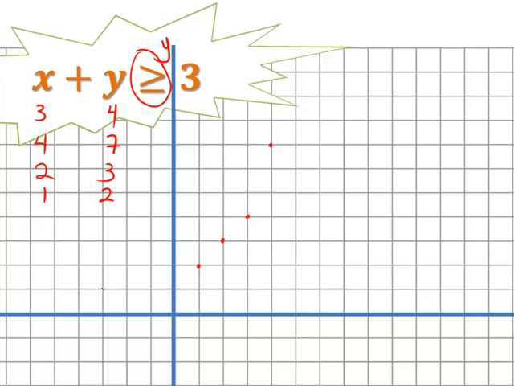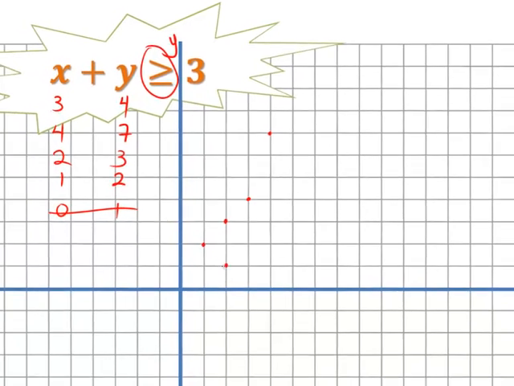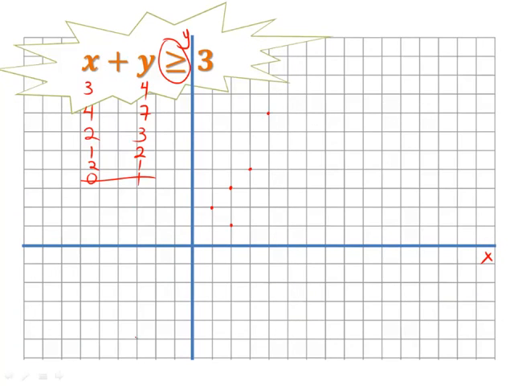What if I had 0, 1? 0 plus 1 is no longer greater than or equal to 3. So this point cannot exist. Okay, well, let's keep moving around. What about this point? 2, 1. Can we go 2 plus 1? Hey, yeah, that's 3. Maybe we can keep going along this boundary line. Maybe there's a boundary line here.